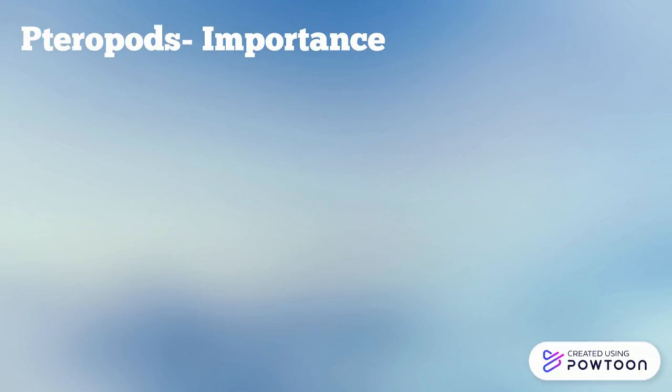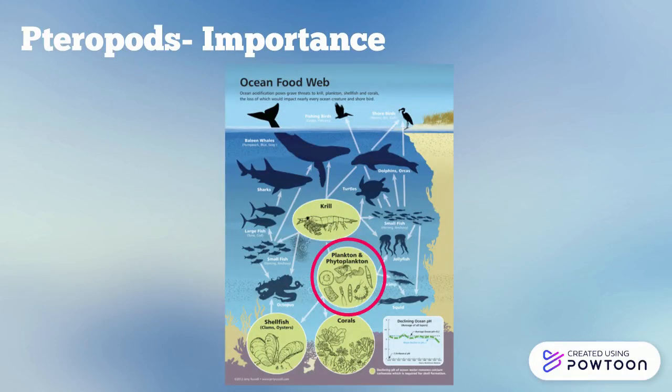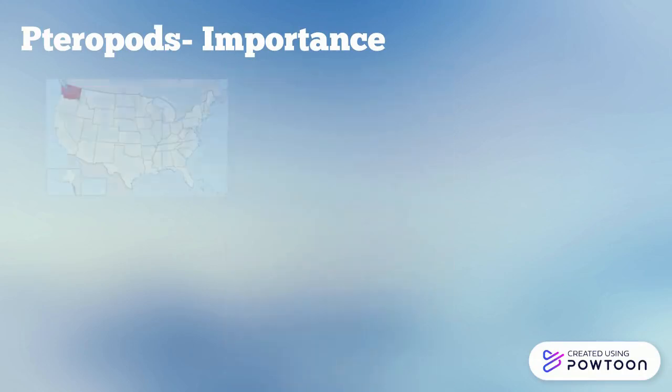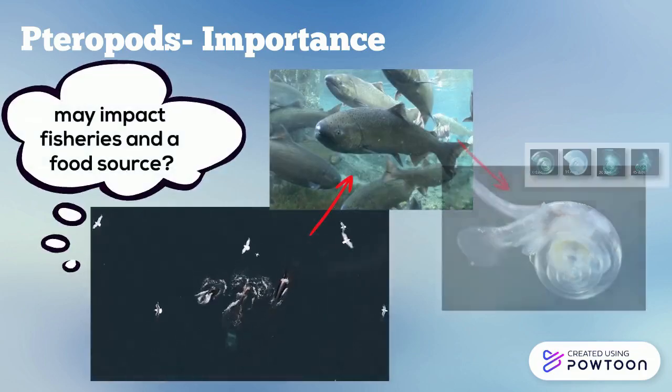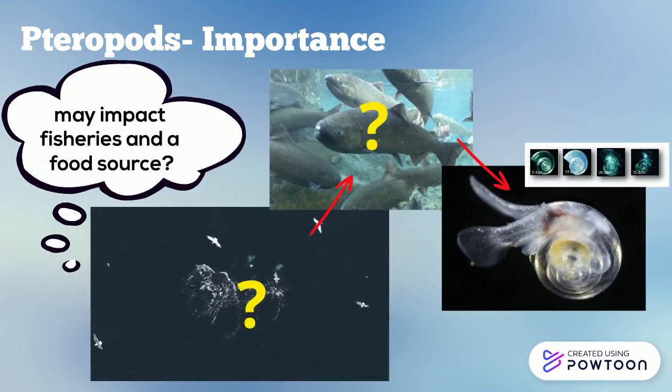The absence of pteropods will disrupt the food web because they make up the base of the food pyramid. For example, in Washington, the southern resident killer whales mainly feed on Chinook salmon, but the salmon feed on pteropods. The question is, how will this impact the killer whales and the salmon populations?